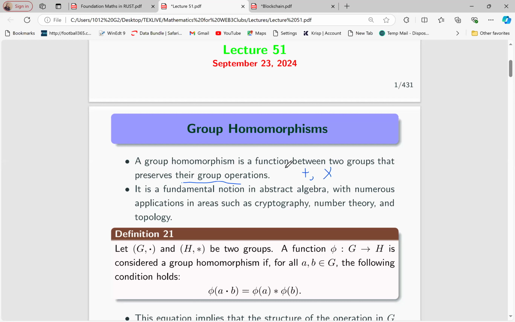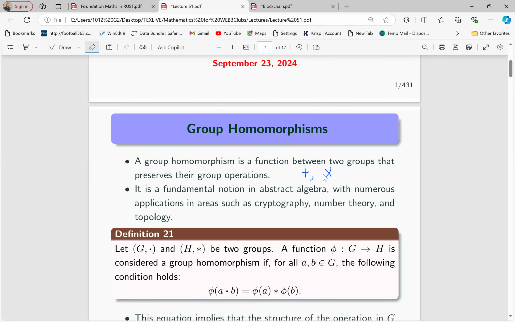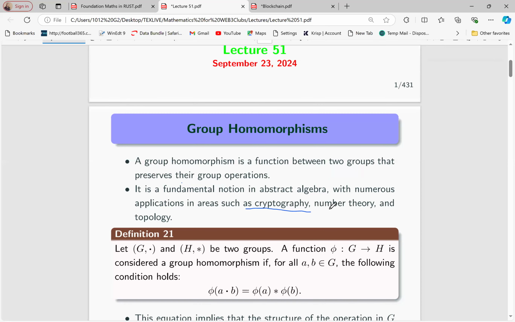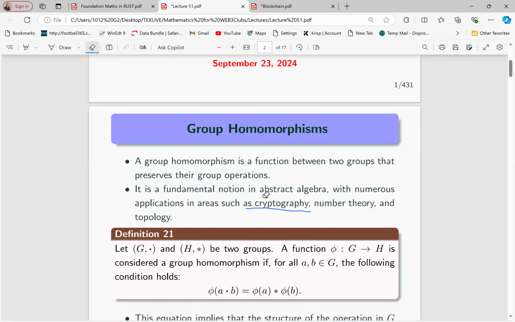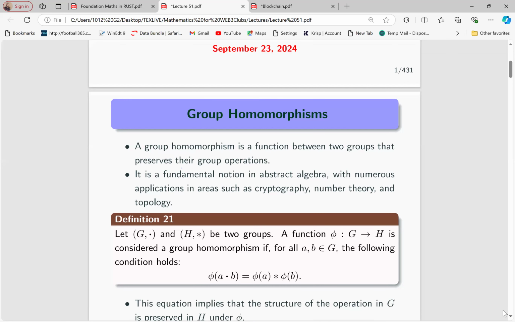That means if the operation is addition, then that operation will be preserved. If it's multiplication, again, it will be preserved. So I've said it's a fundamental notion in abstract algebra and has numerous applications in cryptography, number theory, and also topology. But our interest especially would be the application in cryptography. That's where our interest is. So we'll be looking at this group of morphisms, and how you apply them in cryptography, especially in securing data, securing information.